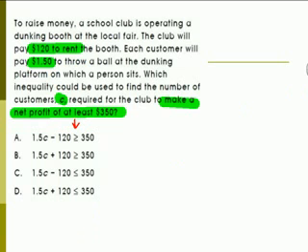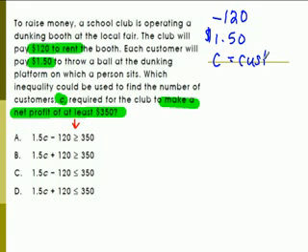Okay, so what do we know? Well, we know that they have to pay $120. If you pay, does that mean to add or subtract? Well, if you pay $120, that means that money has to go away, so they're taking away $120. We know that each person is charged $1.50 to throw a ball. We don't really know how many customers they're going to have, so our customers equals C.